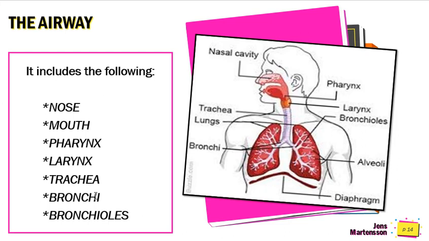And then we have the bronchi. This is the trachea, and the trachea branches out into bronchi. And after that, into even smaller branches, and that is what we call the bronchioles.